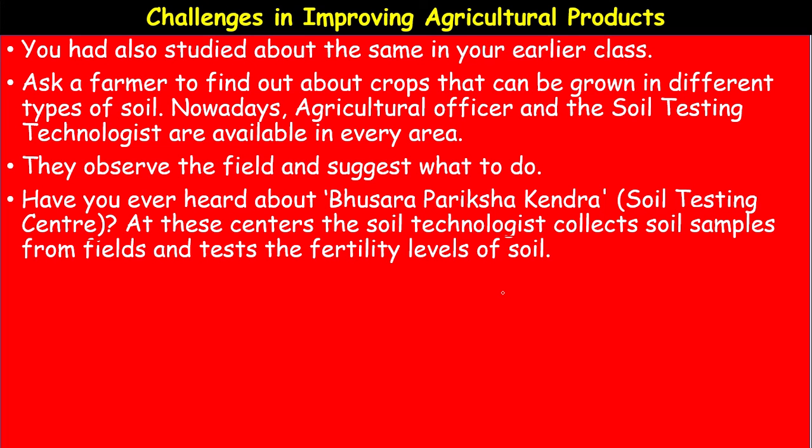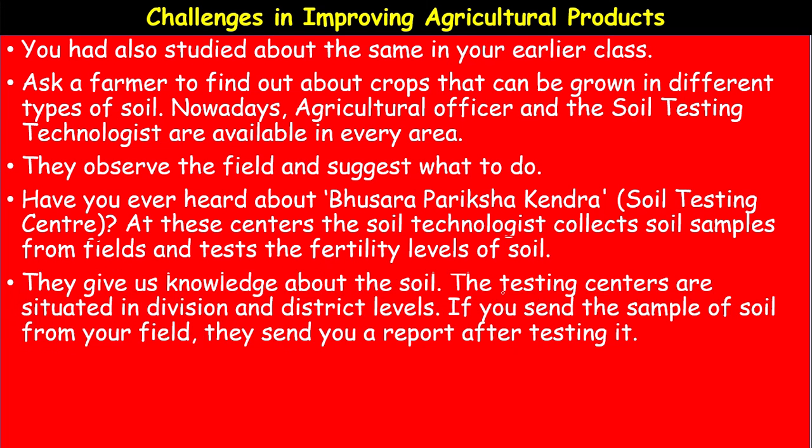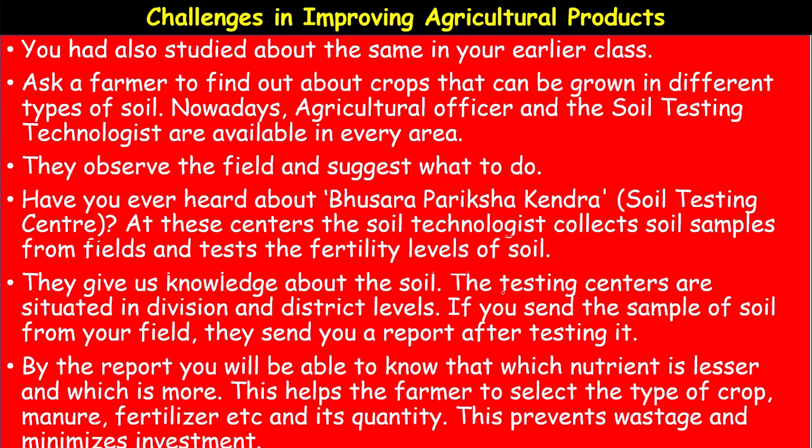They will add the chemicals, they will see, they take the pH of the soil and the nitrogen content in the soil. Some specific test will be there for nitrogen, specific test for phosphorus, specific test for potassium. Okay, especially these three. Then the magnesium and other macro and micronutrients, their content in that particular soil sample they will test. They give us knowledge about the soil. The testing centers are situated at division and district levels also. If you send the sample of the soil from your field, they send you a report after testing it.